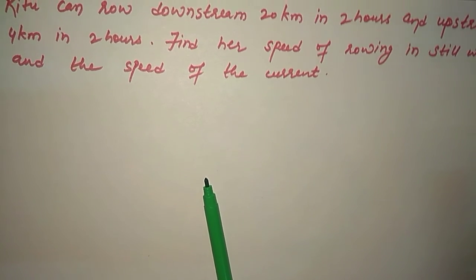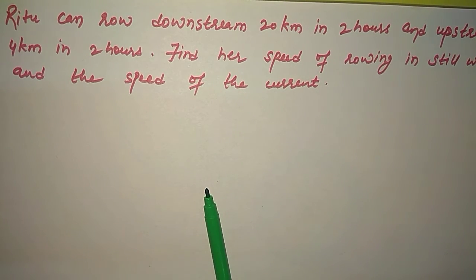So before starting the question, we must know what is downstream and what is upstream. So downstream means if we are moving in the direction of the flow of water, then it means downstream. And upstream, when the flow is opposite to the flow of the water. Clear?